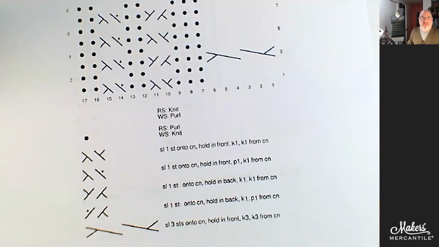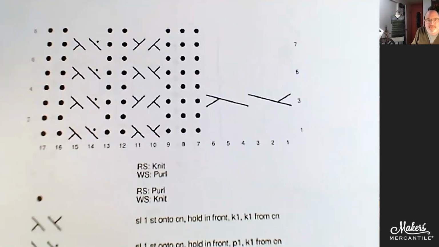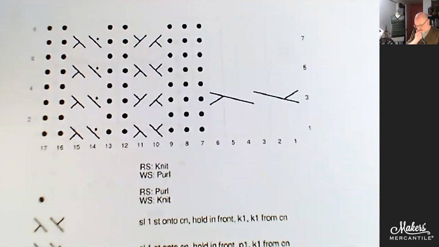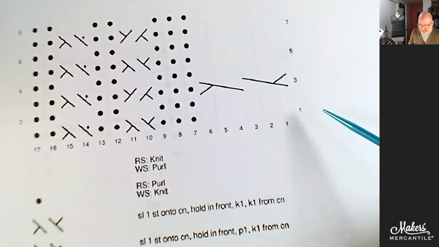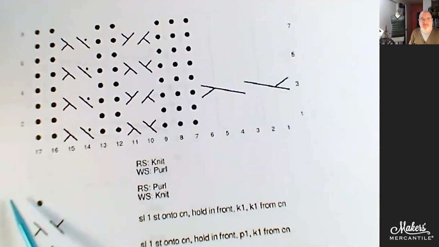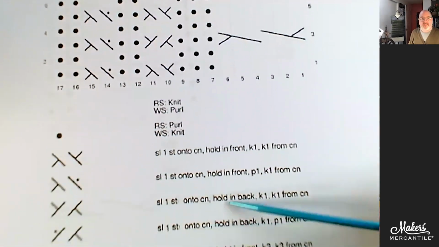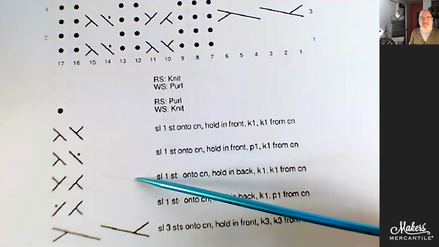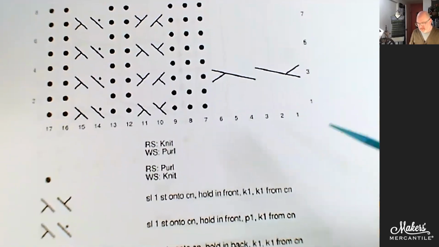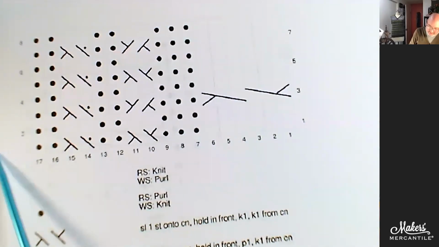This is a cable pattern, which I can swoosh down a little bit more, give you a little bit of a better view. This is a cable pattern. We know that it is worked flat because we see the right side rows have numbers that are every other, and the wrong side rows are every other. And we have a key that has information about how to do each of the stitches. You already know how to read the chart for the most part.